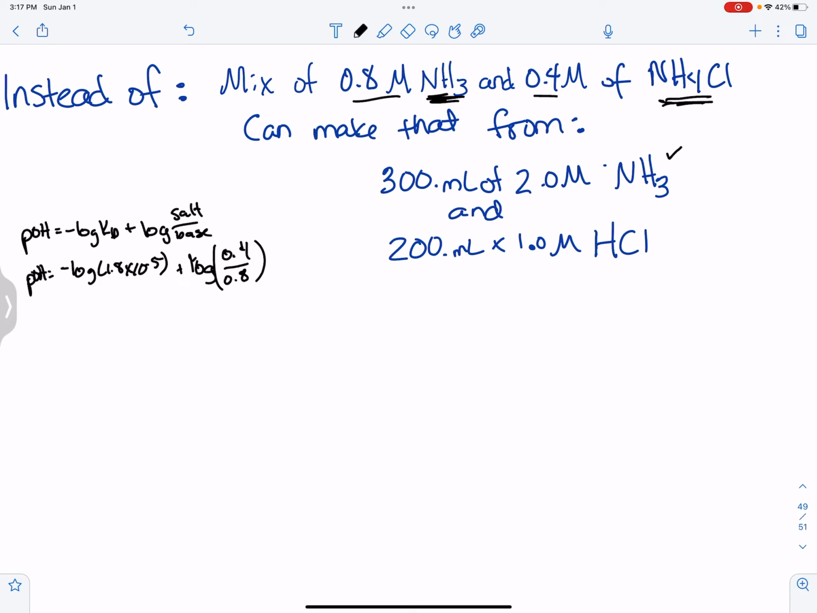To do the reaction, you either need a weak base and a strong acid, or a strong base and a weak acid. Those combinations reacting together will make a buffer. And I'm going to do this kind of a long way, but when you get comfortable with ICF charts, that's where it really makes it easier.